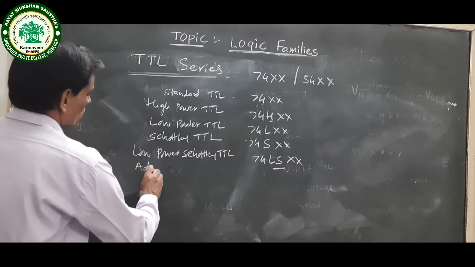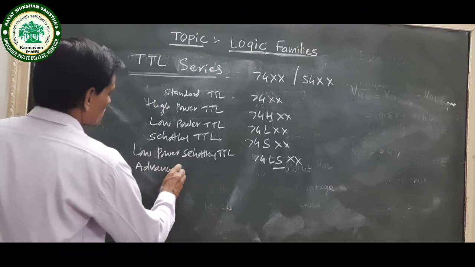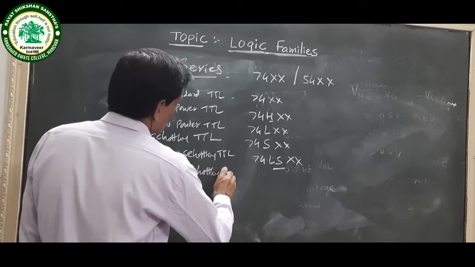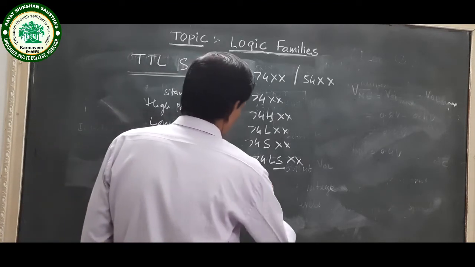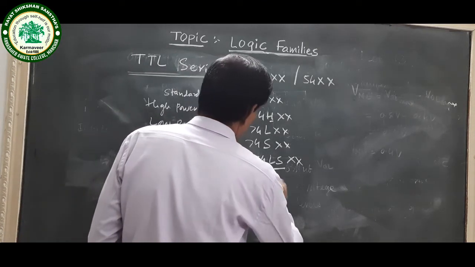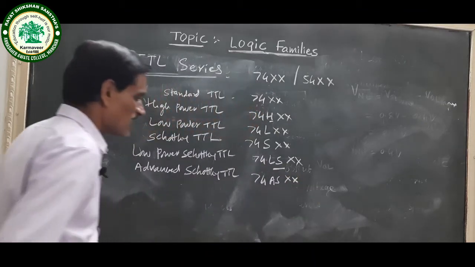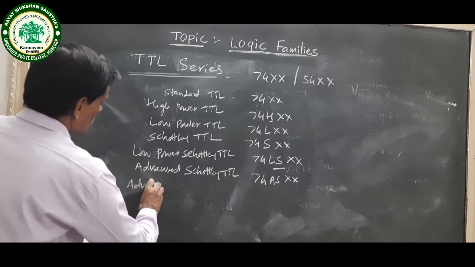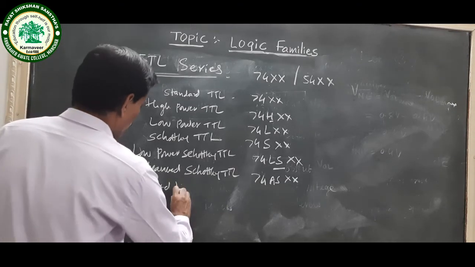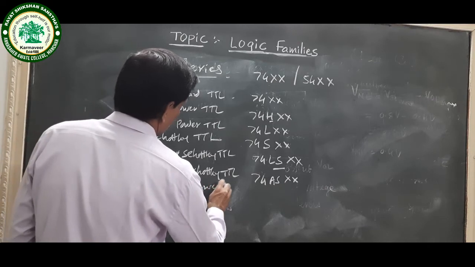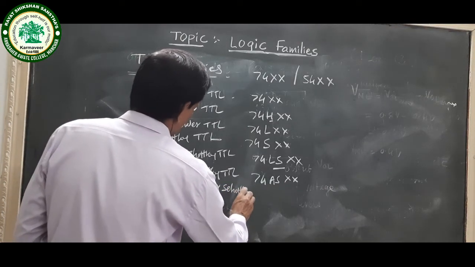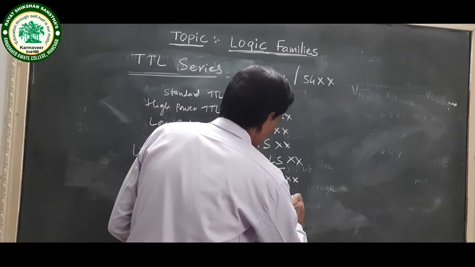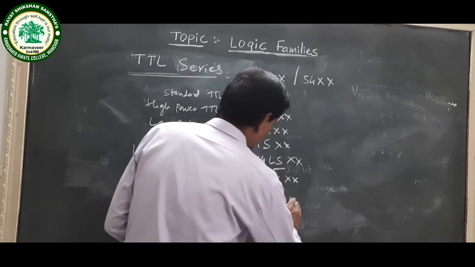Then the next one is known as advanced Schottky TTL. This is known as 74AS. AS indicates advanced Schottky. And the last one is advanced low power Schottky TTL, abbreviated as 74ALS.